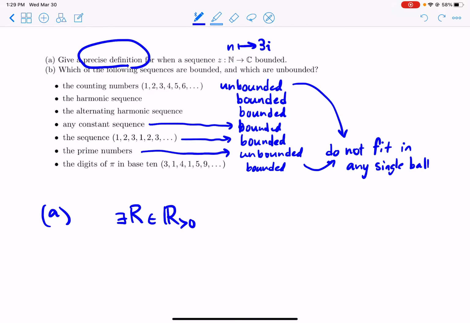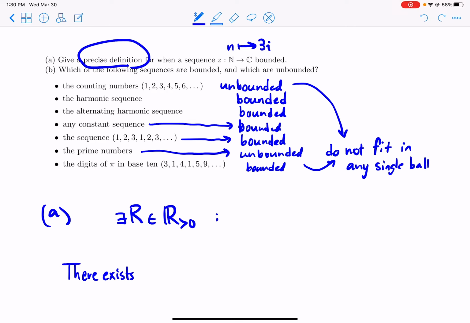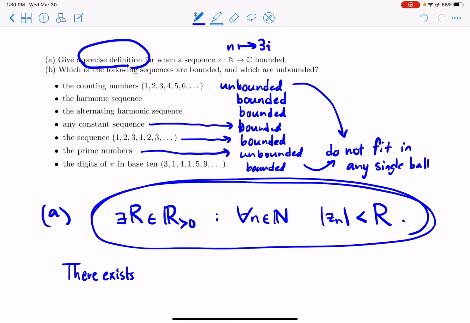So this symbol, I could write in words, there exists. Well, let me first do symbols and then I'll do words. For all n, we have the absolute value of Zn is less than capital R. This is the answer. This is a precise definition written in logical symbols.